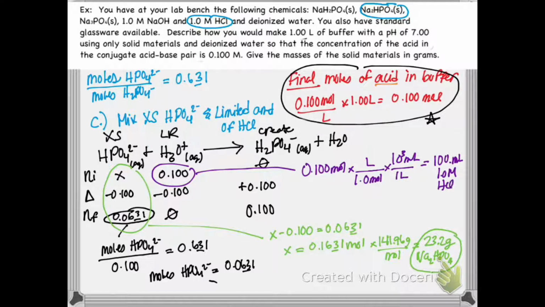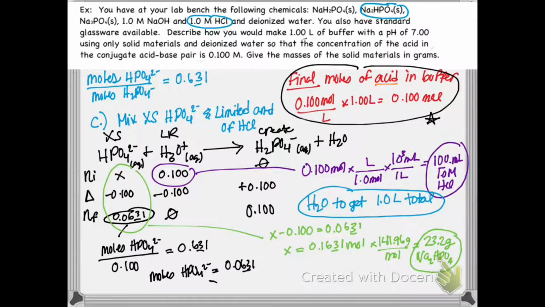The last component that we need, because we want a liter of this buffer and all these calculations are based on making a liter, is water, so we will add water to create 1 liter total. So these were 3 different ways to prepare our buffer for a pH 7, and any of them are acceptable, but depending on what material you have available in the lab will dictate how you will prepare the buffer.